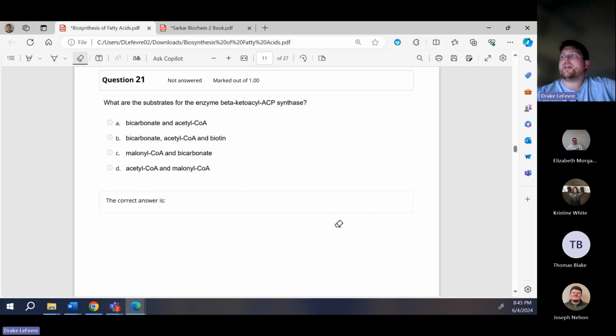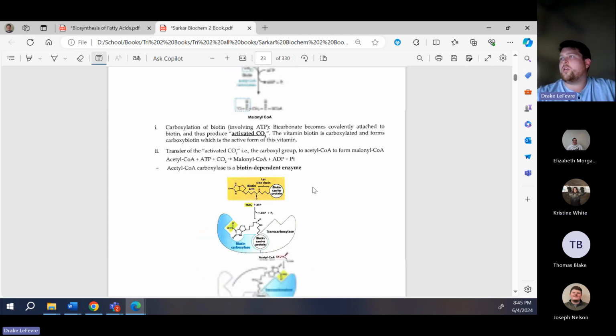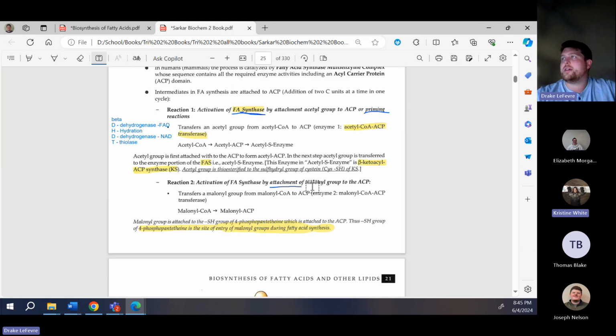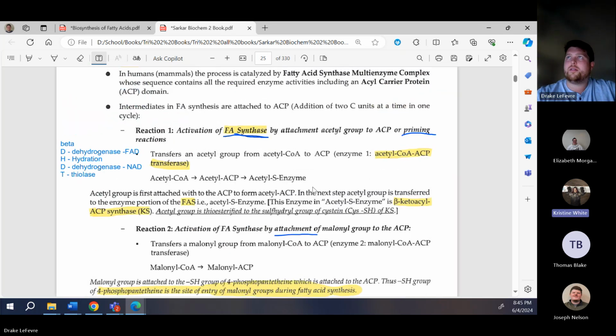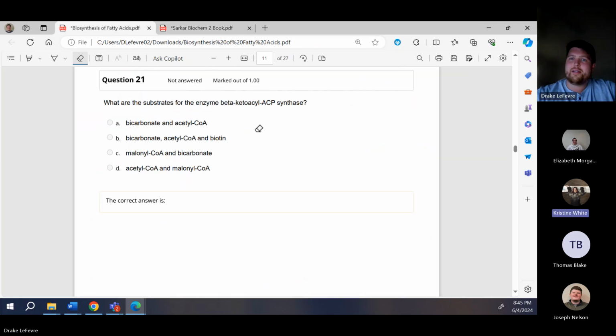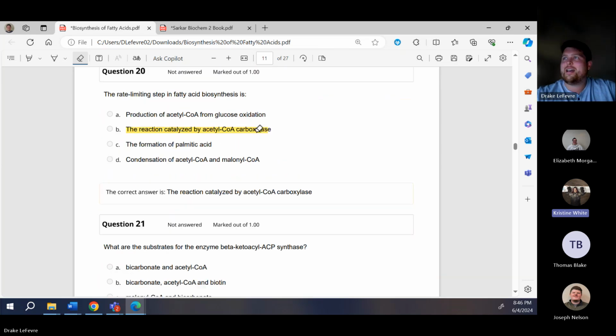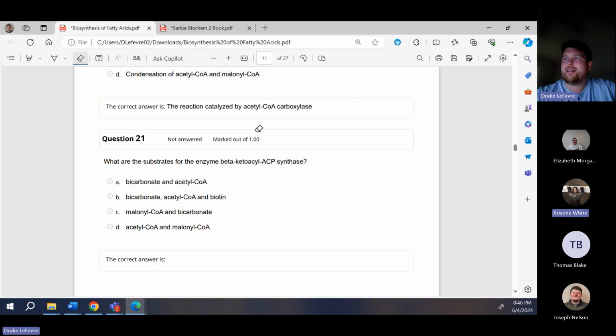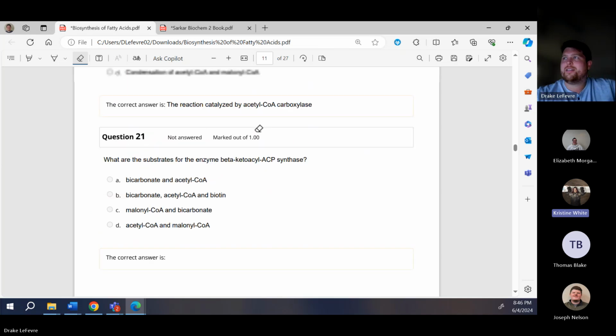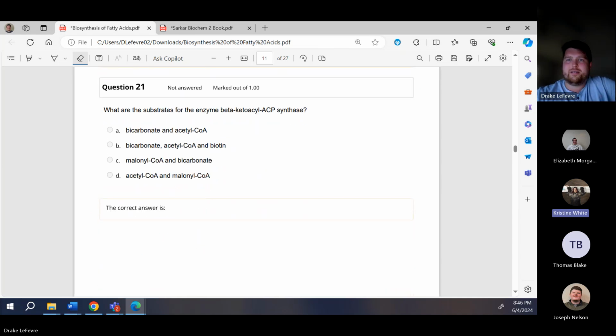What are the substrates for the enzyme beta-keto acyl ACP synthase? Gross. This is going to be one of the specific ones within the steps. So if we go back to our step-by-step process. I'll admit when I don't know and I'll guess. I don't care. And if I'm wrong, I'm wrong. But you don't have to add your 2 cents after I do it.